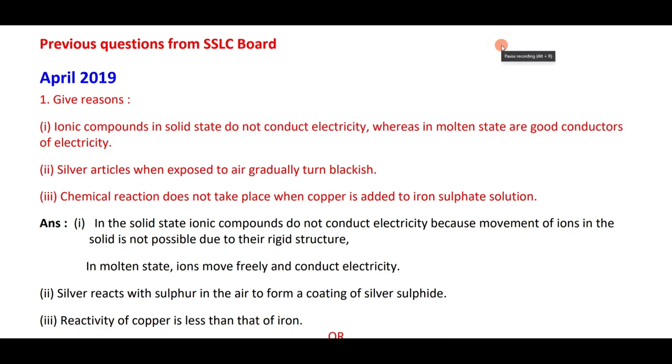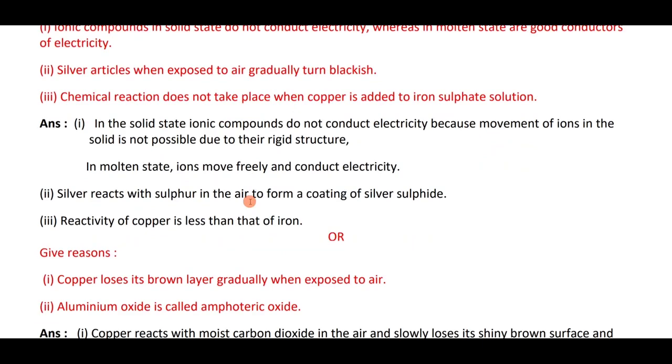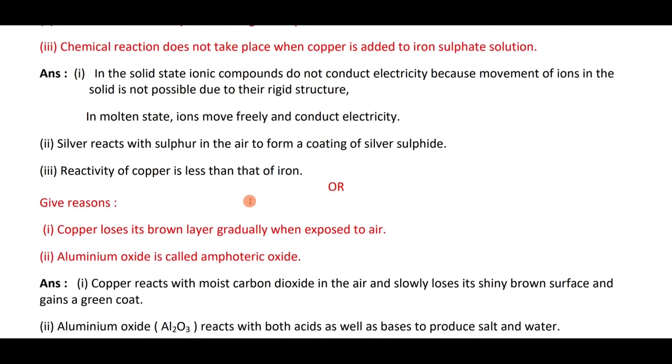A silver article, when exposed to air, gradually turns blackish because the silver reacts with sulfur in the air to form a coating of silver sulfide. Hence it turns blackish. A chemical reaction does not take place when copper is added to iron sulfate solution, because copper is less reactive than iron, or we can say that iron is more reactive than copper. Hence this reaction will not take place.